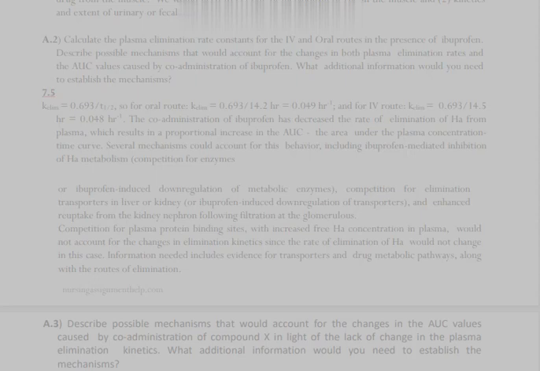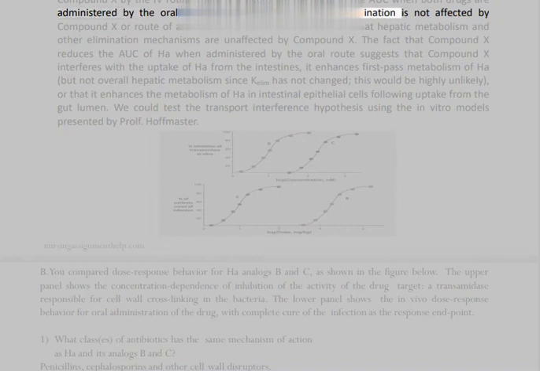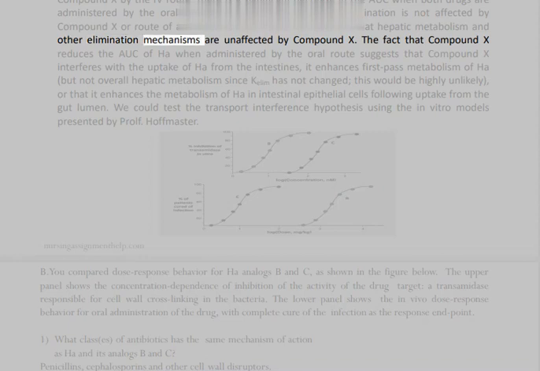Co-administration of compound X by either route does not affect the plasma elimination rate of HA. However, while the AUC for HA does not change when it is co-administered with compound X by the IV route, there is a significant decrease in the AUC when both drugs are administered by the oral route. Since the rate of plasma elimination is not affected by compound X or route of administration, then we must assume that hepatic metabolism and other elimination mechanisms are unaffected by compound X.